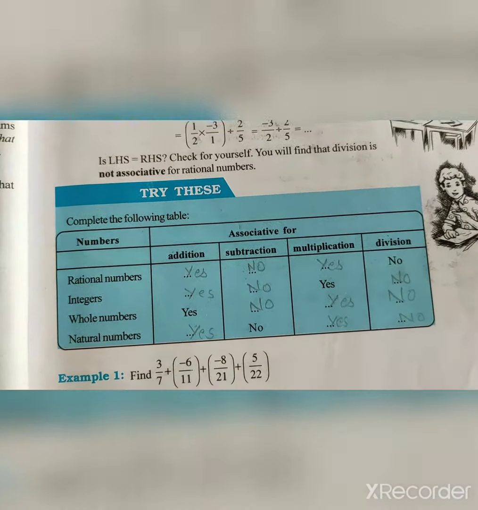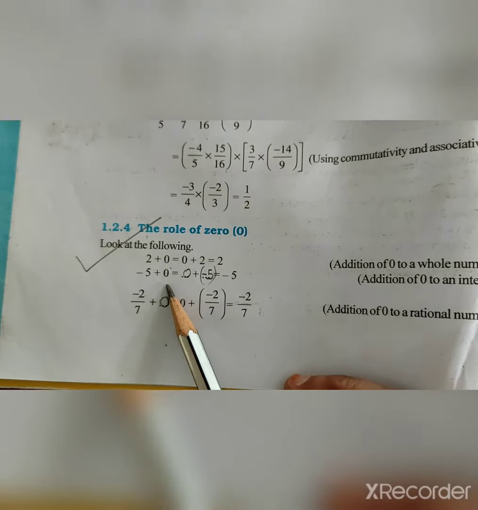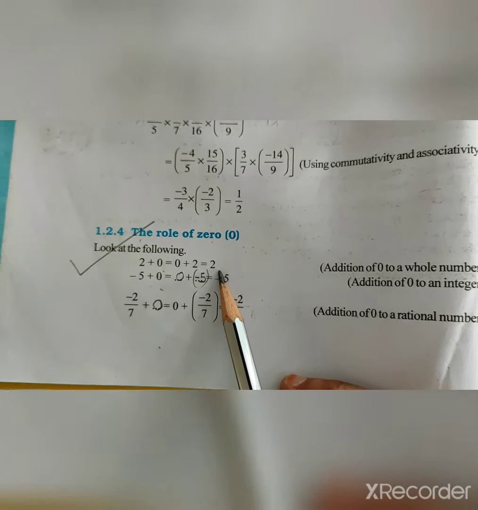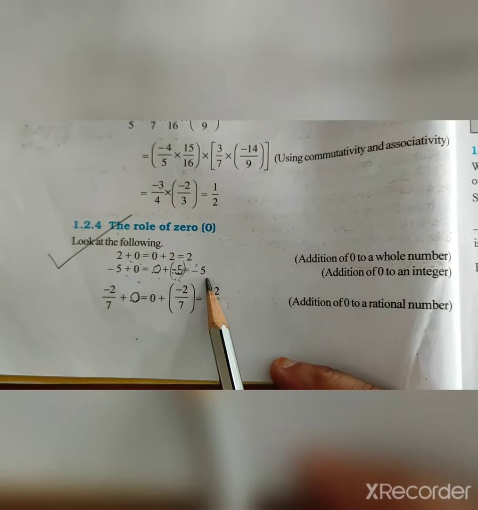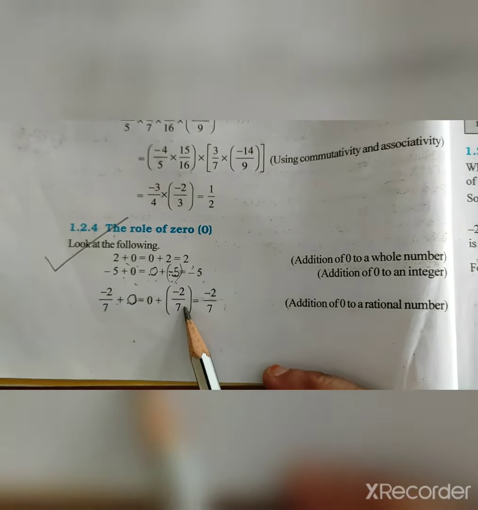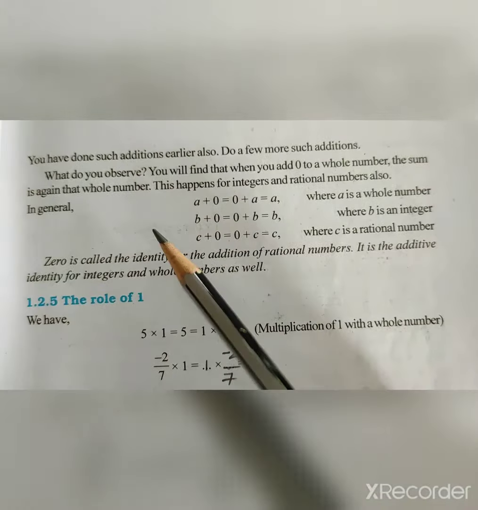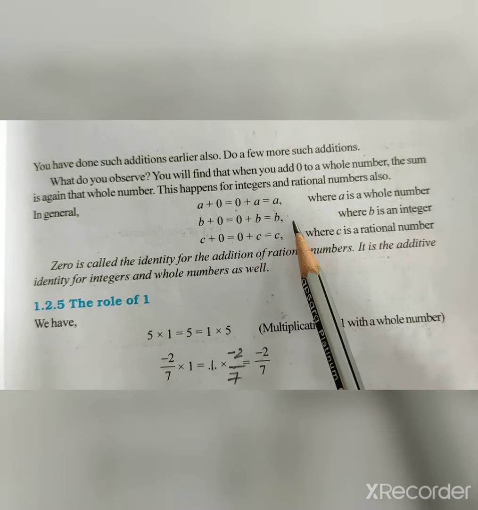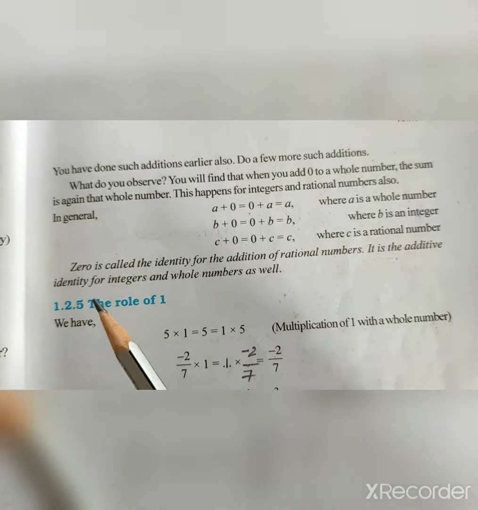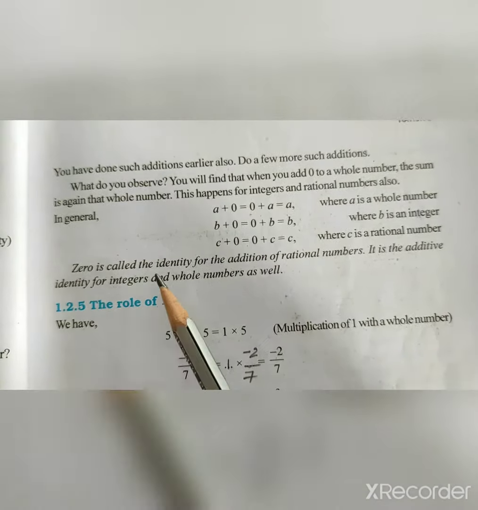Now we will see the role of 0 on the next page. If we add 0 to or subtract 0 from any number, we get the same number as the answer. 2 plus 0, minus 5 plus 0, 0 plus minus 5 is equal to minus 5, according to commutativity. So what we can say is a plus 0, 0 plus a, b plus 0, 0 plus b, same way. So 0 is called the identity for the addition of rational numbers.